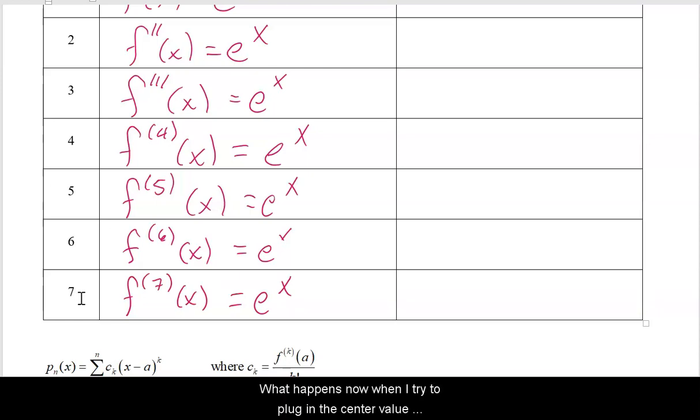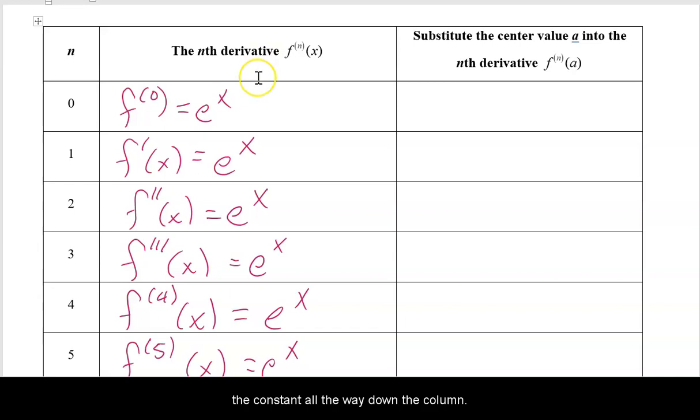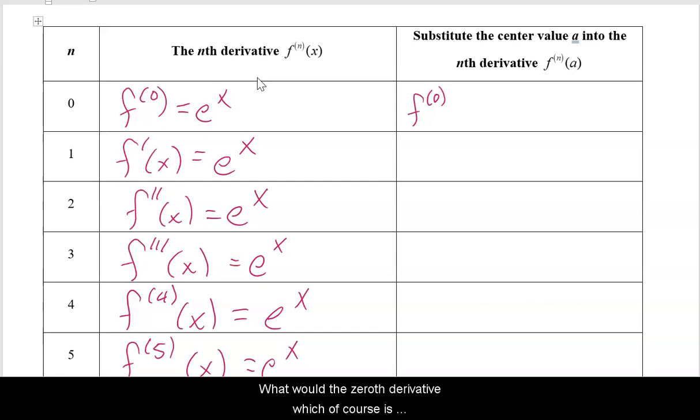What happens now when I try to plug in the center value, which was the natural log of 2? Since all my derivatives are e to the x, when I plug in the center, I should get the same constant every time. So since I know that, I only need to plug it in once and then just write the constant all the way down the column. What would the zeroth derivative, which of course is just the function, at the natural log of 2 be?